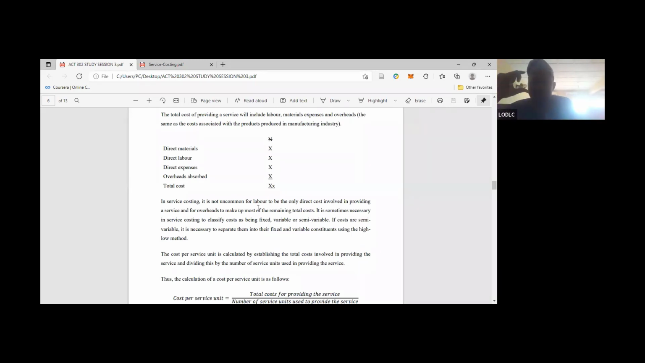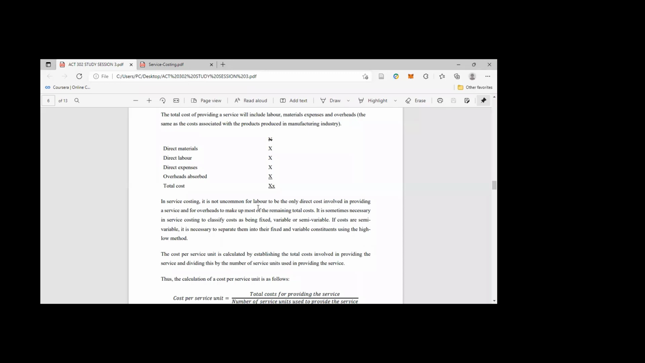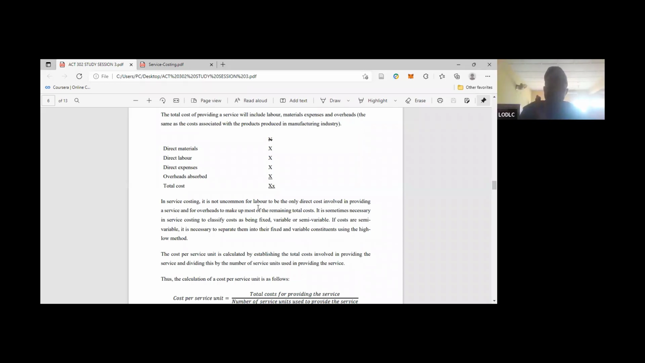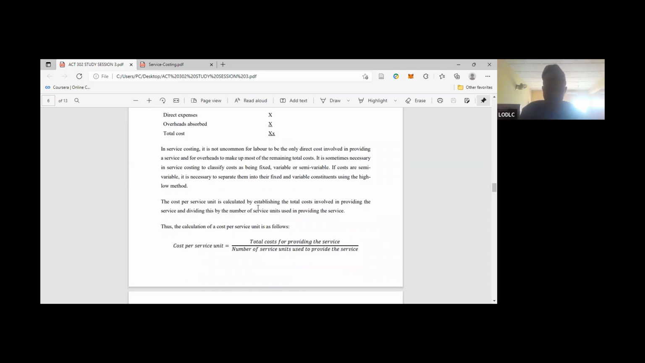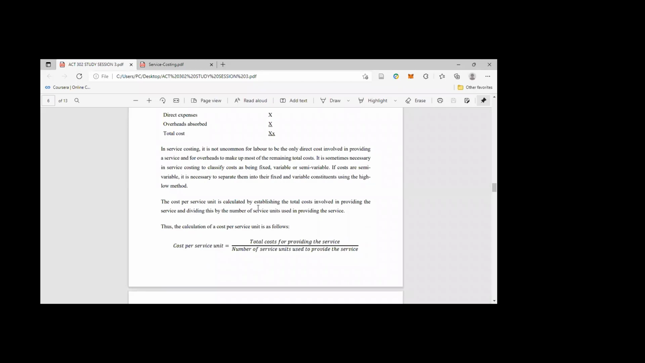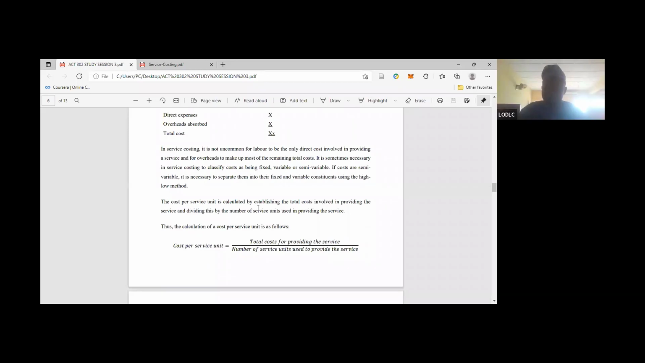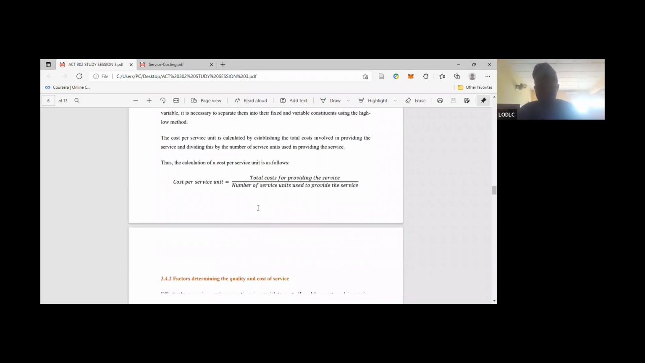A fixed cost... into fixed and variable costs. Do you understand? So the cost per service unit is calculated by establishing the total cost involved in providing the service and dividing by the number of service units used in providing the services. So how do we calculate the cost per service unit? Total cost for providing the service divided by the number of service units.